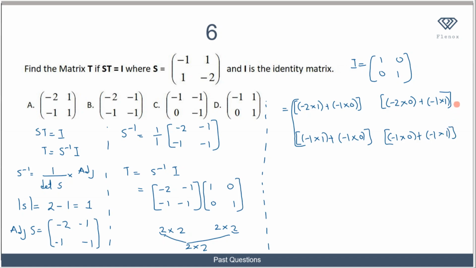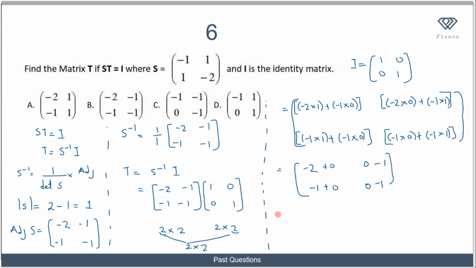And what would that result in when I evaluate everything? So I'm going to have minus 2 times 1, which is minus 2. Minus 1 times 0 is 0. Minus 2 times 0 is 0. And minus 1 times 1 is minus 1. Minus 1 times minus 1 is 1. And minus 1 times 0 is 0. And minus 1 times 1 is minus 1.